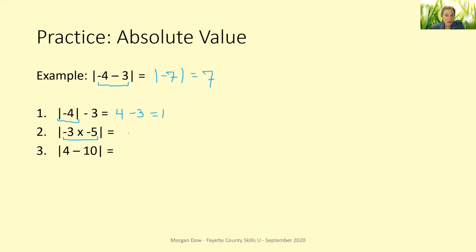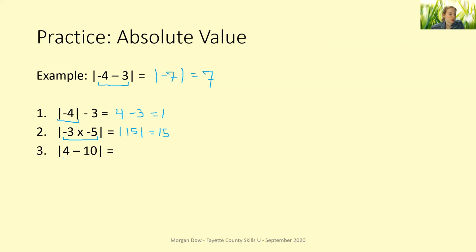So I'm going to figure out what is the absolute value of that thing. Well, -3 times -5 will give me +15. So I want to know the absolute value of +15. And it's just +15, right? The answer is 15.